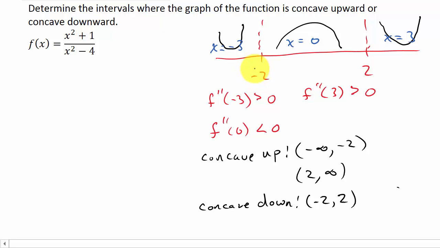Okay. Well, it changes concavity, but there's no inflection point, because if we plug the -2 into the original function, it's undefined because we get a 0 in the denominator. So although it changes concavity, it's not an inflection point because the function is undefined at -2. And the same thing for +2. It changes concavity, but 2 makes the function undefined. So there's no inflection points, because -2 and 2 is not in the domain of our function.